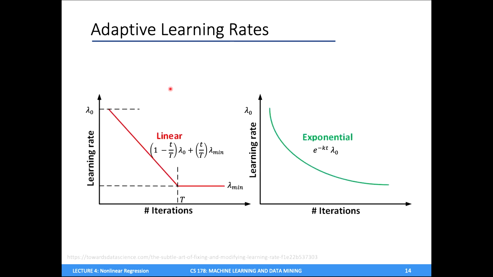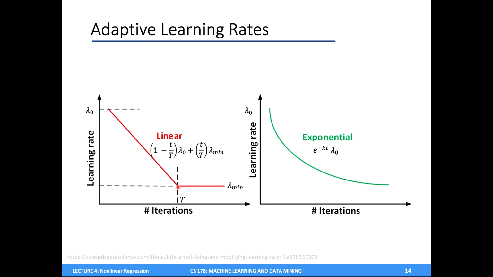So here's some graphs showing you what these two learning rate schedules might look like. On the left is that linear learning rate. Again, we start at lambda naught, some initial value of the learning rate, decrease it linearly over time until we hit T iterations, and after T iterations, we just fix it at lambda min.